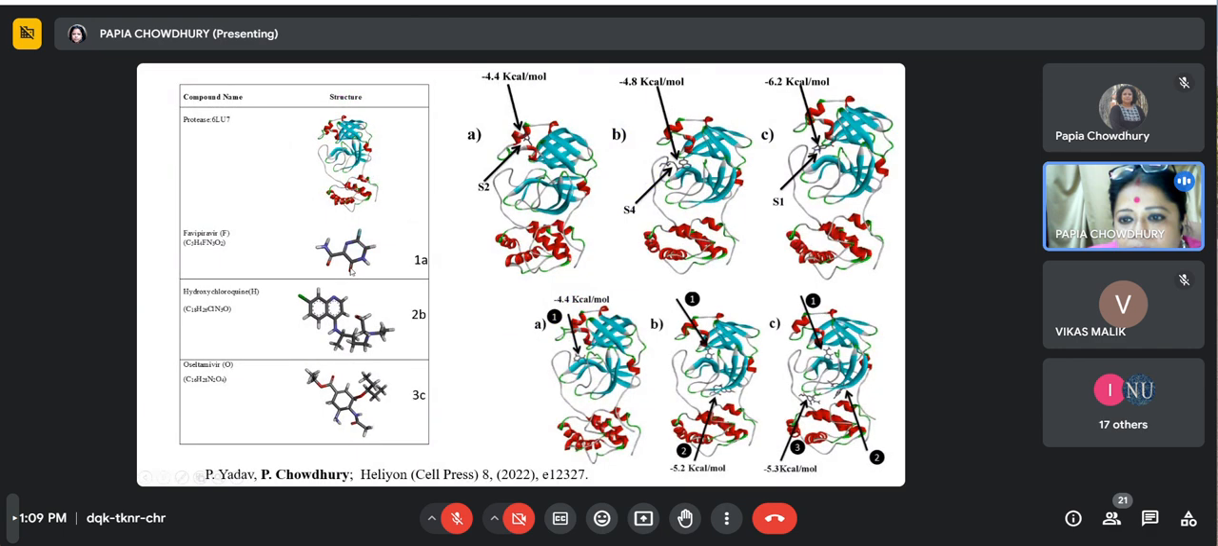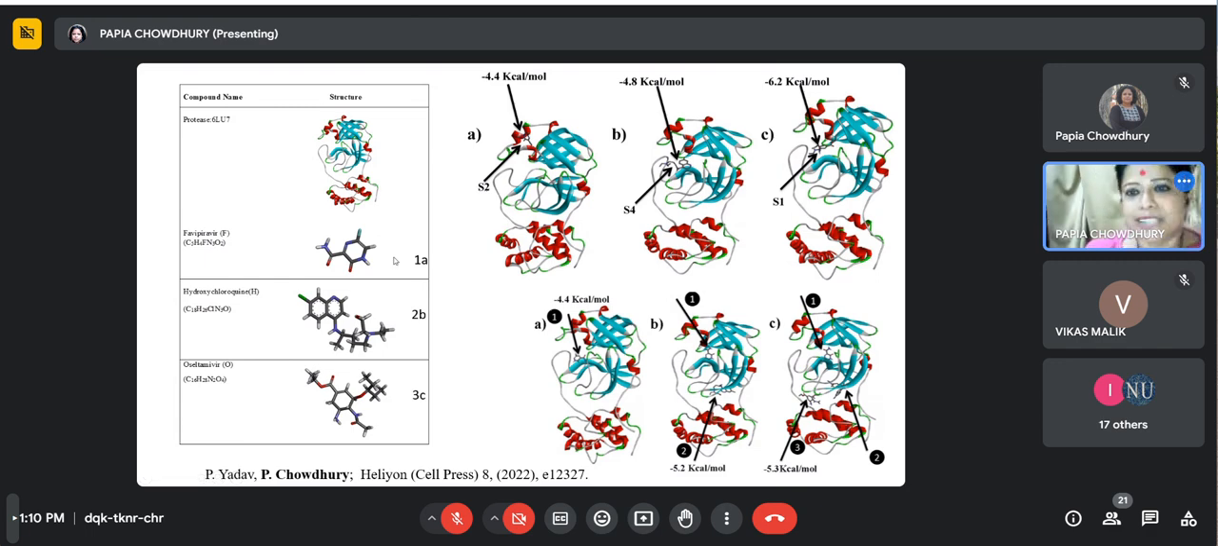This is another work which we have done during the COVID time. As you all know, till now we don't have any drug for COVID, but there are many repurposed drugs we have used for COVID treatment. One of the very popular repurposed drugs was favipiravir. Another popular drug was hydroxychloroquine. All of us know that. Later on, it was discarded. Oseltamivir. These are all repurposed drugs.